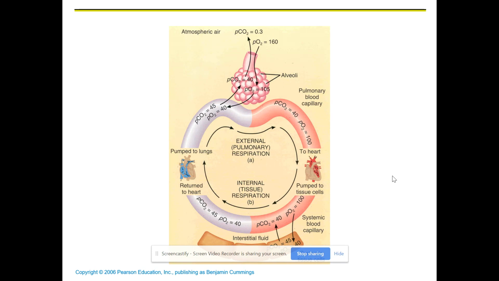When we get around, we're going to have internal respiration. Now the oxygen is higher in the blood than it is in the tissues. So it's going to move from blood to tissues. Carbon dioxide is higher in the tissues than it is in the blood. So it's going to move from tissues to blood. And then the whole process is going to repeat itself over and over and over again.